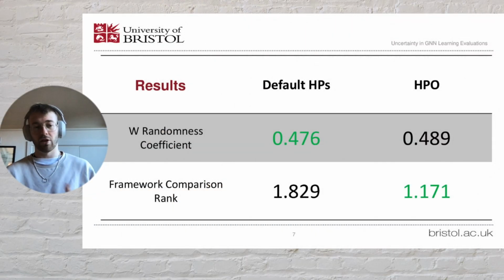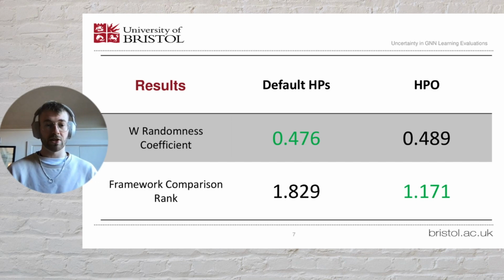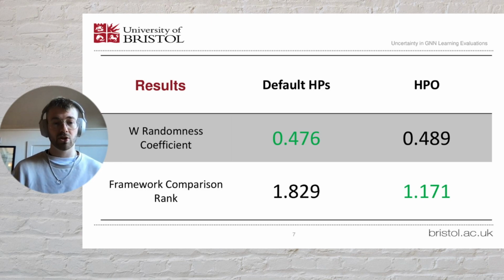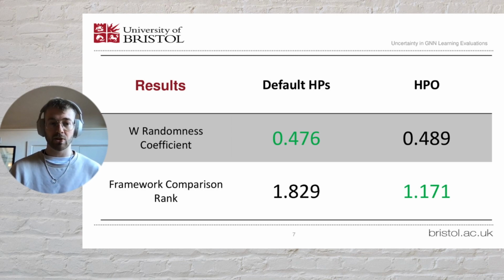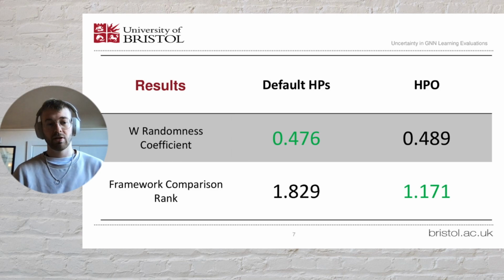Move on to the results over the whole benchmarking investigation that compares the default hyperparameters and our hyperparameter optimization over all metrics and all datasets. What we can see here with our W randomness coefficient is that both sets of hyperparameters lead to equally trustworthy results. Now, this is probably because we've re-implemented all of these methods under the same framework. We've used model validation for all of the methods. We've carried out this investigation for the same number of epochs for all of the methods, and we've used the same random seeds for all of the different methods.